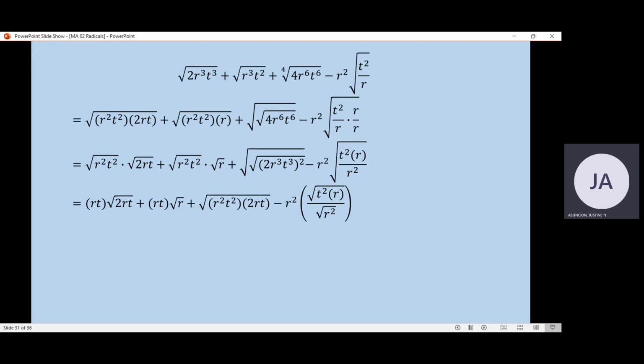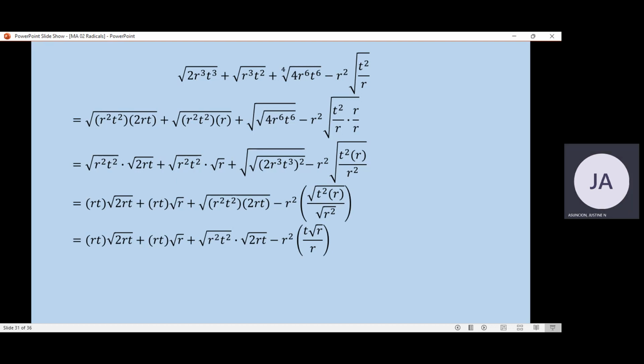Okay, the square root of r squared t squared is simply rt. Okay, so that's rt square root of 2rt plus rt times the square root of r. And then we have here again 2r cubed t cubed. Okay, it can be expressed as r squared t squared times 2rt, right? Okay, it's the same actually with the first term. If you observe the square root of 2r cubed t cubed. Okay, and then again we can eliminate the square root in our denominator, it's just simply r.